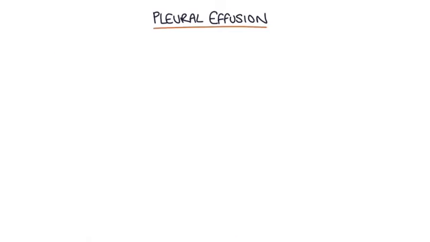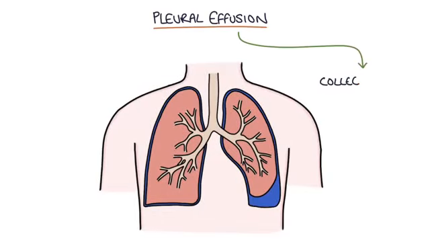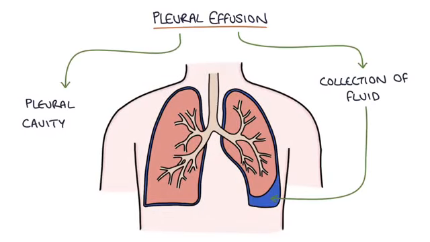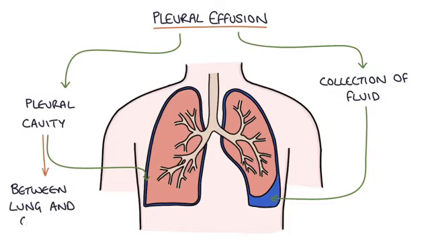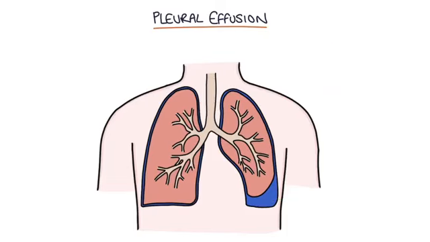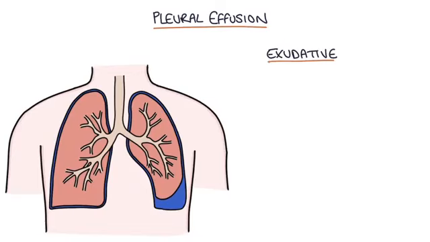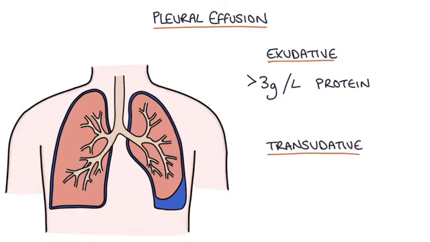Let's jump straight in. A pleural effusion is a collection of fluid in the pleural cavity, and this is a cavity between the lung and the chest wall. This can be either exudative, meaning there's a high protein count of above 3 grams per litre of protein, or transudative, meaning there's a relatively lower protein count of less than 3 grams per litre. Whether it's exudative or transudative helps you to determine what the cause of the pleural effusion is.